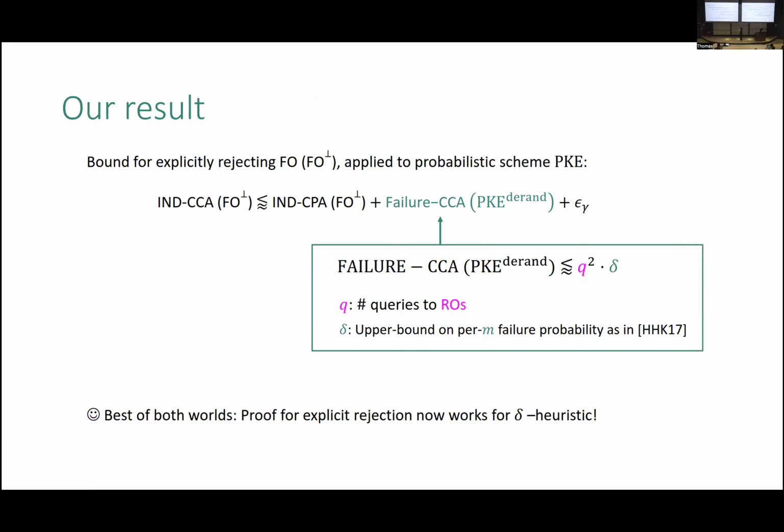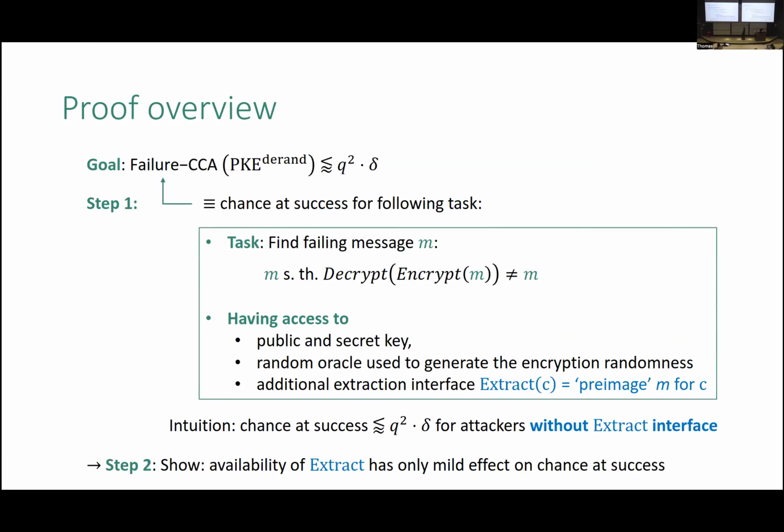And luckily the answer is in the affirmative. So we can bound this problematic term in the middle by a typical Grover search bound defined relative to worst case correctness. This is a quite typical term if you are familiar with FO bounds, and in a way you get the best of both worlds. Now you have a proof for explicit rejection and it works for the delta heuristic. I will only say a little bit about the proof.